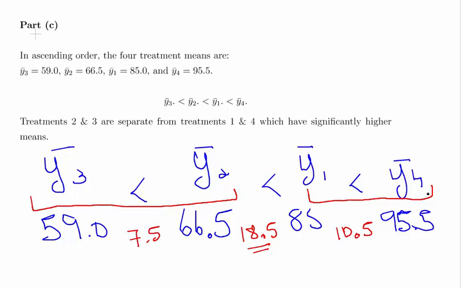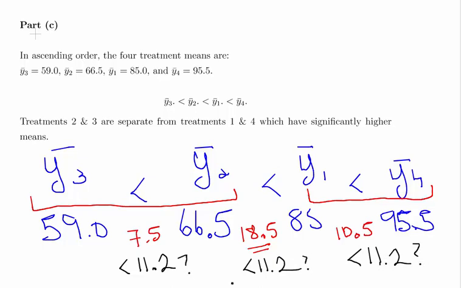So essentially, 3 and 2 are not significantly different from each other. 1 and 4 are not significantly different from each other, but the two pairs of groups are significantly different from each other. So that's the purpose of the least significant difference. Essentially what we're doing in each case is comparing that to 11.2. Okay, that's grand. Okay, we'll leave it there.